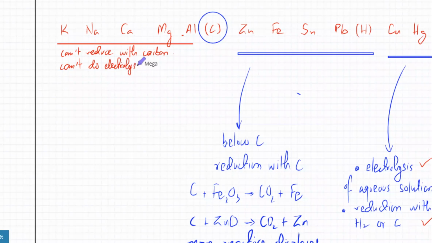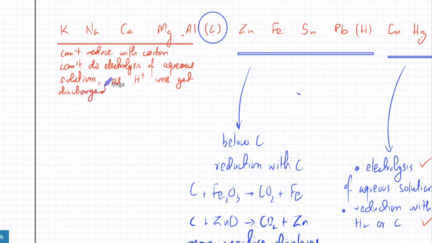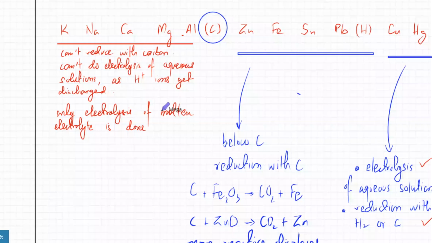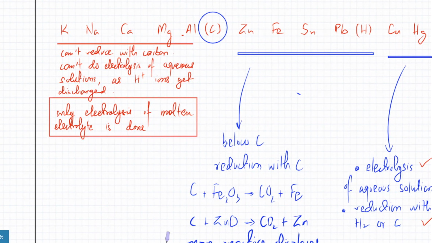So can't do electrolysis of aqueous solutions, as H+1 ions are the ones that are going to get discharged. तो इसके अंदर पीछे आपके पास सिर्फ एक option रह गया, only electrolysis of molten electrolytes is done. Only that is done, nothing else.